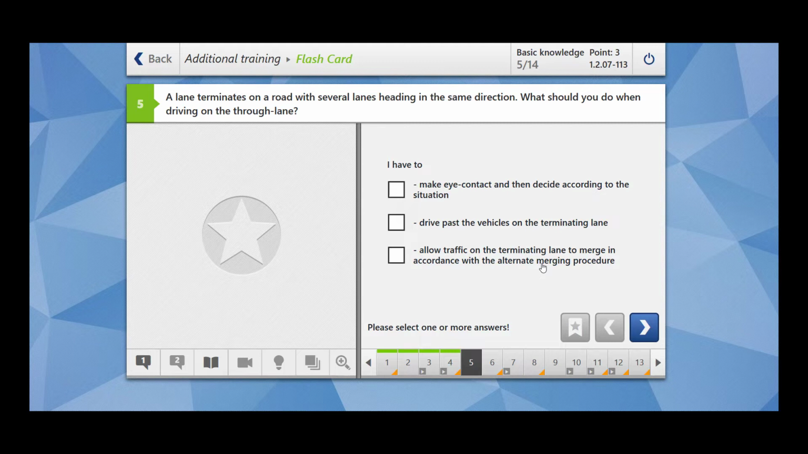That is, one car from the through lane, another car from the terminating lane, then one car from the through lane, and then one from the terminating lane. So this is the alternate or zipper feed-in method. And another thing to remember is that you should merge in only when your lane is about to end. And you should not cause any danger to other traffic users.